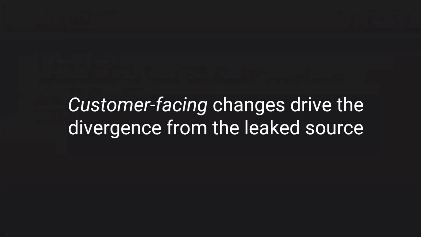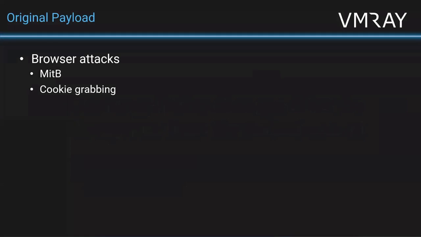And these divergences are implemented by the attacker to please their customers. So they implement customer-facing changes, the customer being the attacker who they sell their malware service to. So they are either some new feature or some way to bypass security software and researchers. The first logical idea would be to track the changes in the payload.